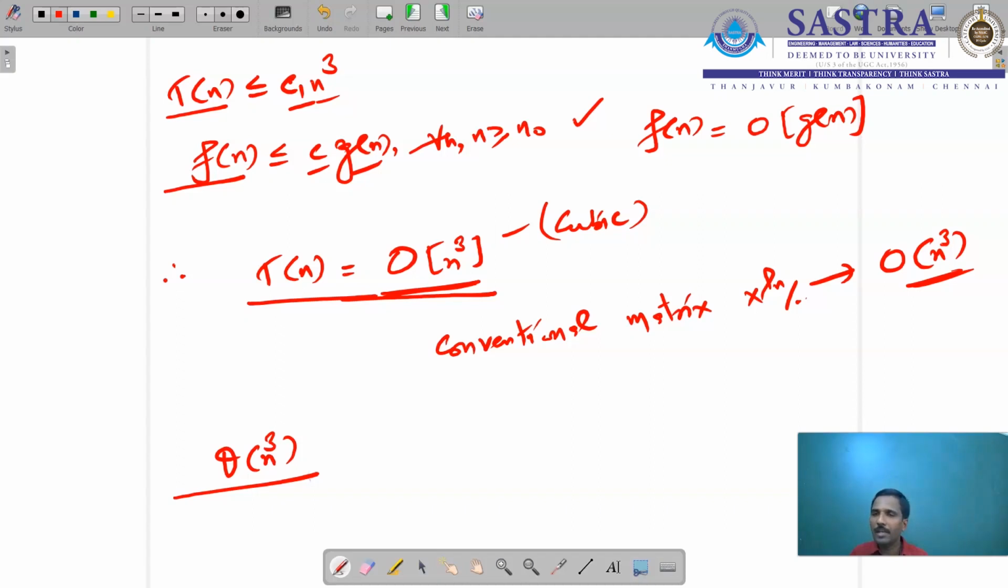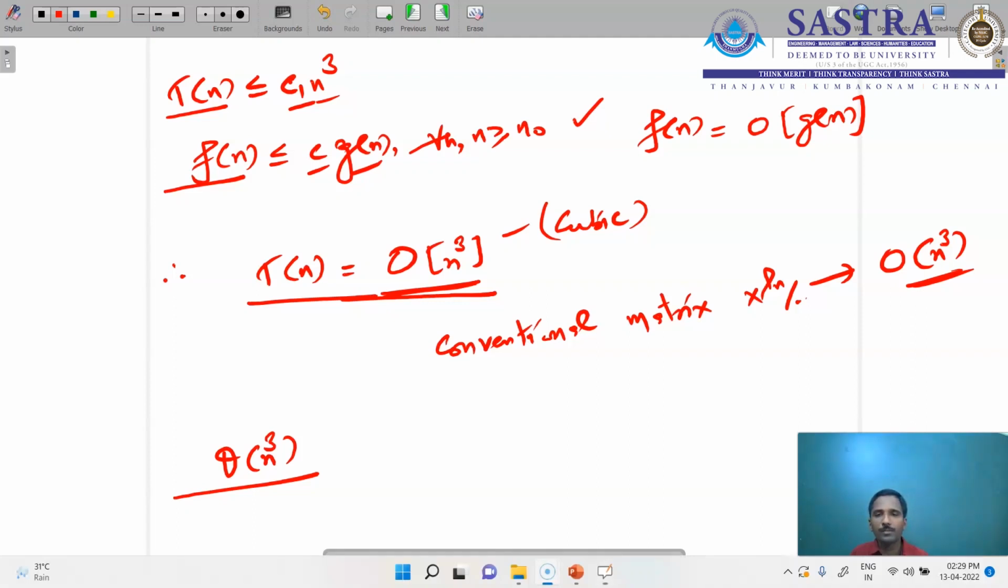Conventional matrix multiplication also results in theta of n power 3. There is no improvement over the conventional matrix multiplication with respect to the divide and conquer based matrix multiplication. Both are producing the same computational complexity.